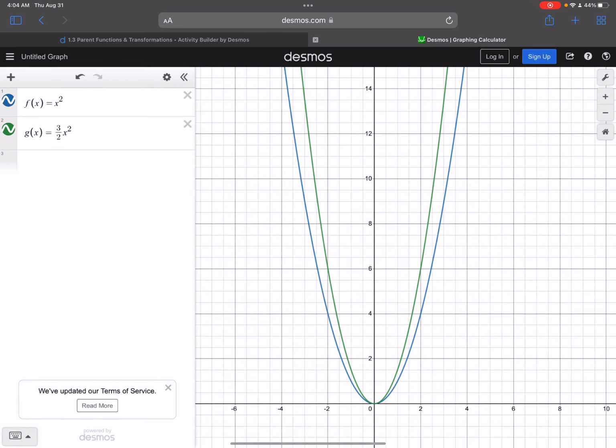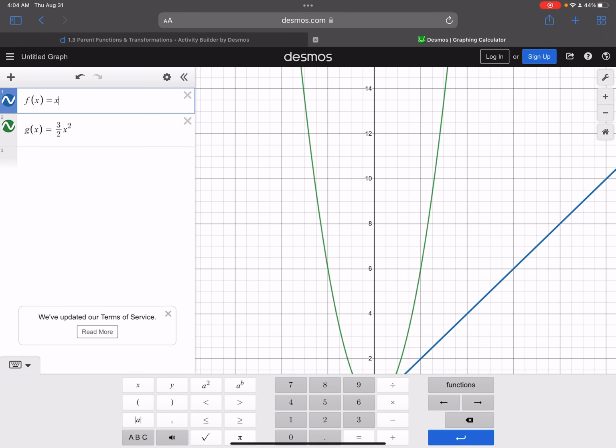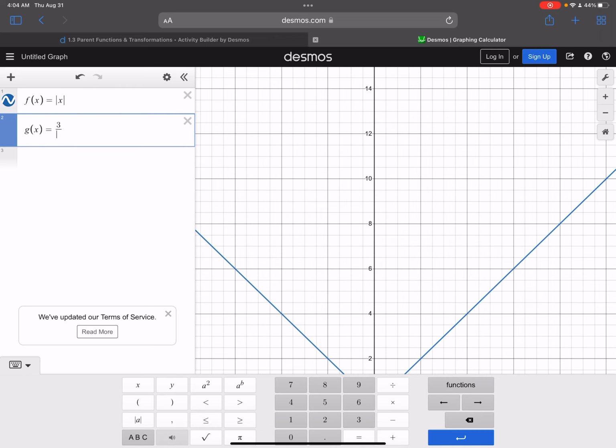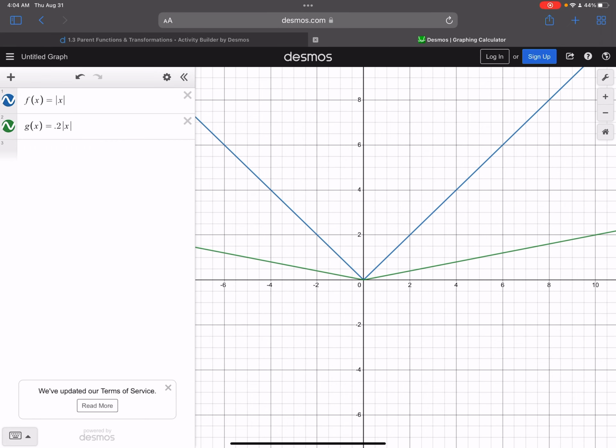All right, 0.2 times the absolute value of x, so we're working with absolute value function. Okay, this looks like a hydraulic press. It looks like I pressed down, so that's a vertical compression. Again, 0.2, that's between 0 and 1, so that makes sense.